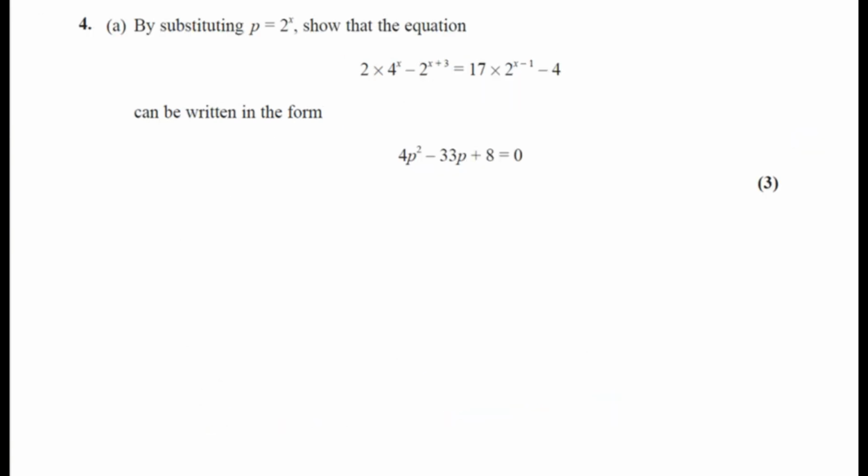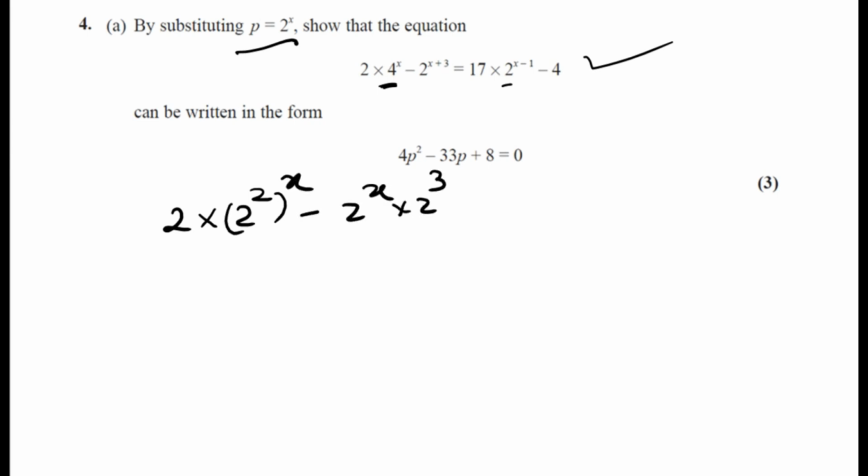Move to the next question. By substituting P is equal to 2 power x, show that this equation we can write in this form. Okay. So as we did before, try to convert everything here in the form of 2 power x so we can substitute P. So 2 times, instead of 4, I will write 2 squared power x, minus 2 power x times 2 power 3 because I need 2 power x to substitute P, is equal to 17 times 2 power x times 2 power minus 1, minus 4.